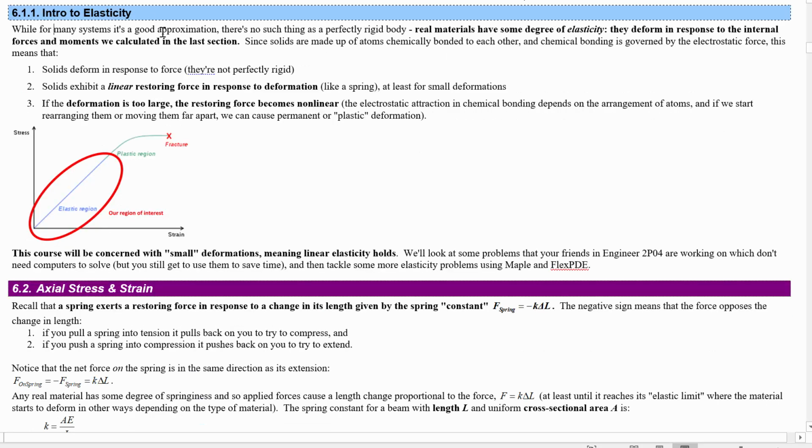So then, intro to elasticity. While for many systems it's a good approximation, there's really no such thing as a perfectly rigid body. Real materials do have some degree of elasticity. That is, they deform in response to the internal forces and moments that we calculated last week.